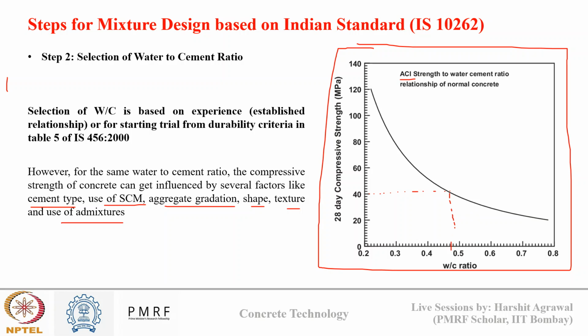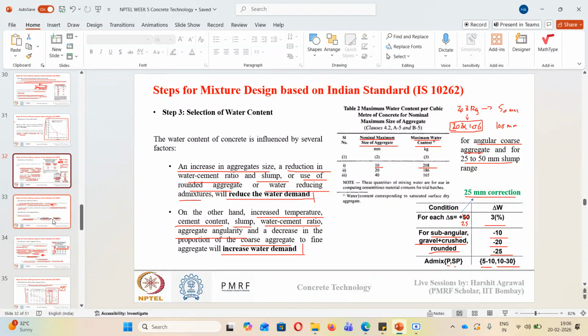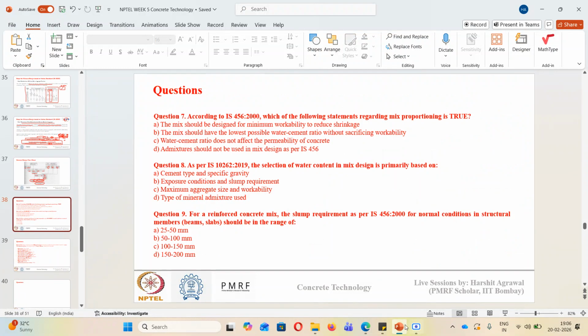Then after 28 days, check the strength of concrete and check whether it is passing the M30 criteria or not. If it is passing the criteria, that means whatever W by C ratio you took is correct. If it is not, then you need to increase or decrease the W by C ratio based on whatever value you got.